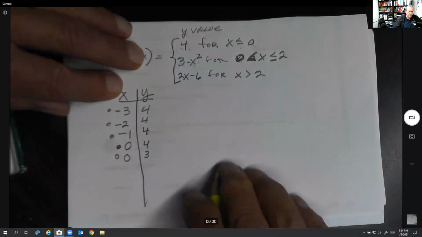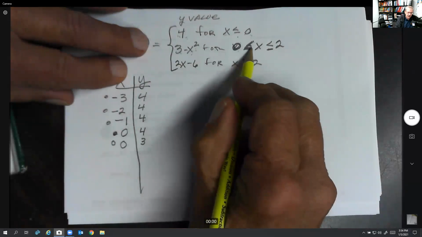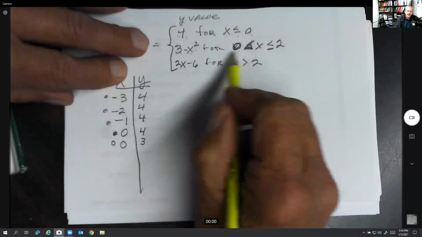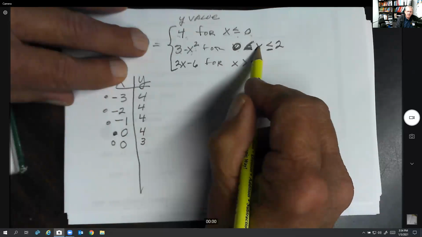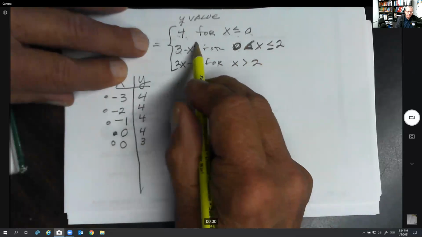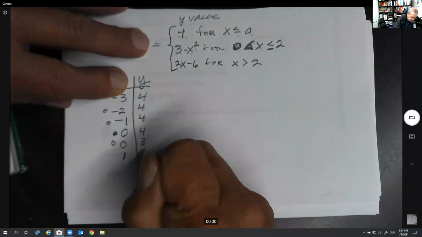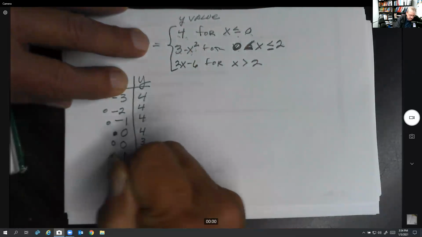This is what we're going to refer to as a jump function because it doesn't have an equal sign, so the dot is open. Now, when we put in a 1, 1 is between these numbers. 3 minus 1 squared, that would be 1. That would give me 2. So when I put in a 1, I get a 2, and that would be an exact answer.